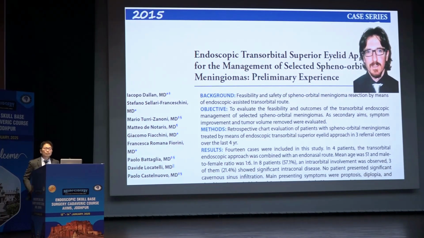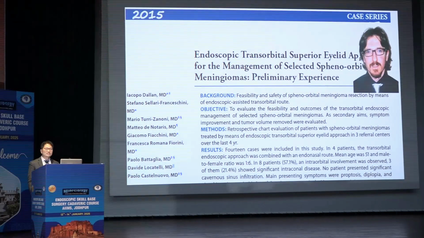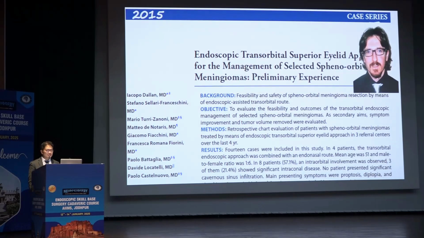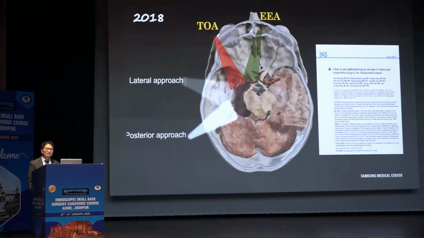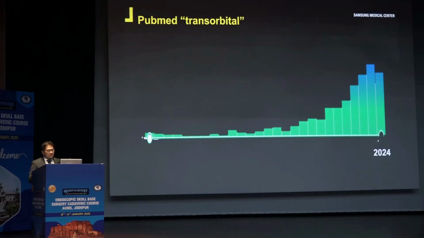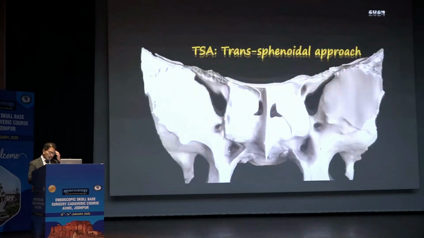And then Jacob Dallas, 2015, he is the first person to apply this approach to the middle cranial fossa lesions, such as spheno-orbital meningioma cases. And thereafter, we Korean groups applied these approaches to the Meckel's cave and the cavernous sinus areas. We are now expanding the indications of transorbital surgeries to various kinds of lesions. And nowadays, many papers regarding transorbital surgery have been published.